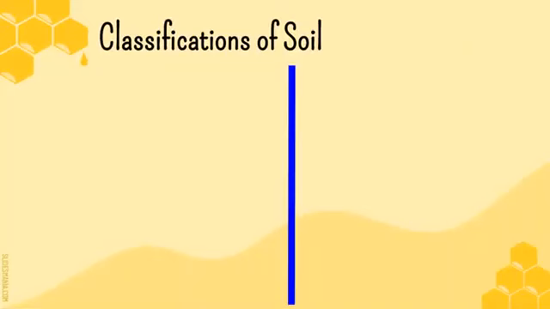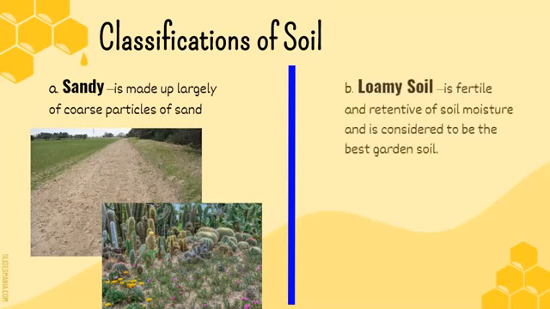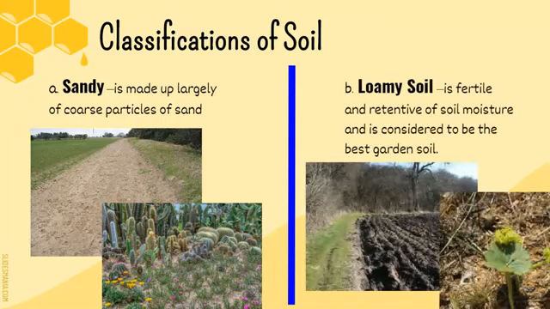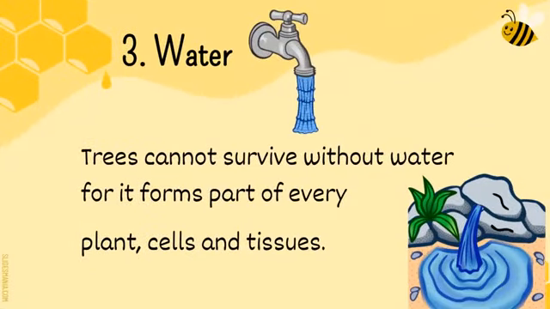There are also classifications of soil. Sandy soil is made up largely of coarse particles of sand. And loamy soil is fertile and retentive of soil moisture and is considered to be the best garden soil. Number three, water. Trees cannot survive without water, for it forms part of every plant cell and tissue.